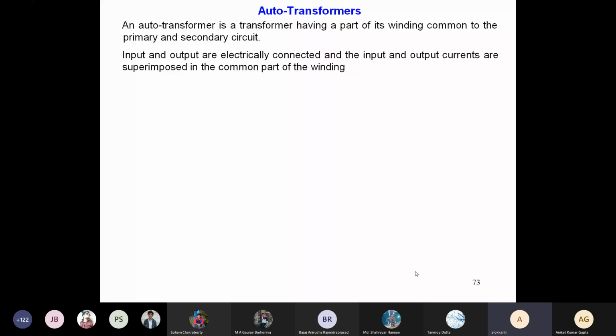So both the currents, whatever the flux is generated by both the windings, by the single winding only, and they get superimposed in the common part of the winding. So your auto transformer actually looks like this. There is a single winding. You can see this?